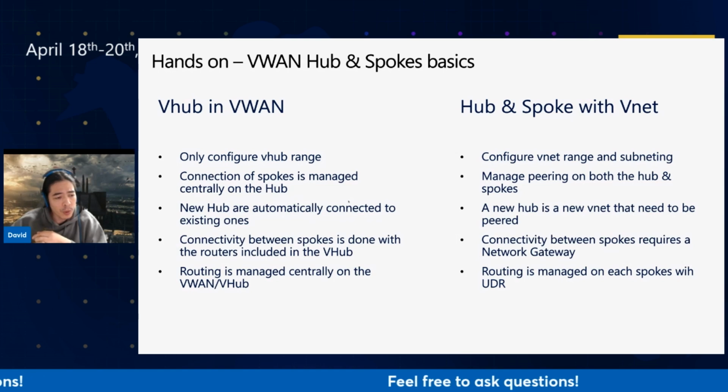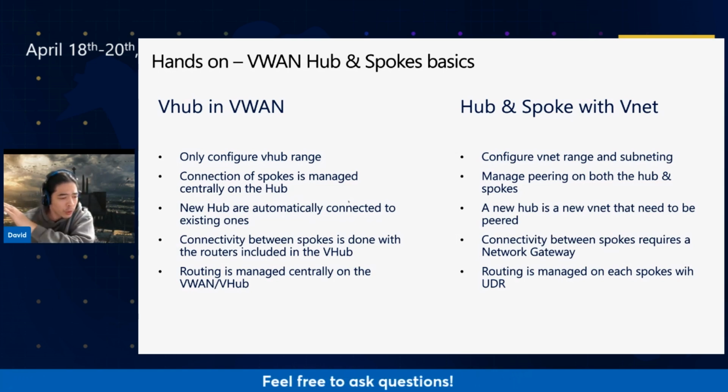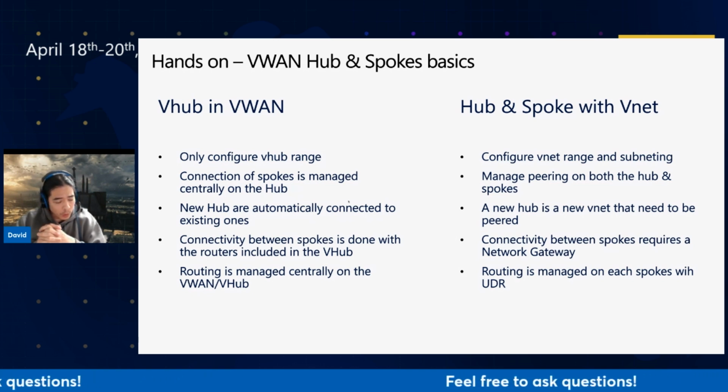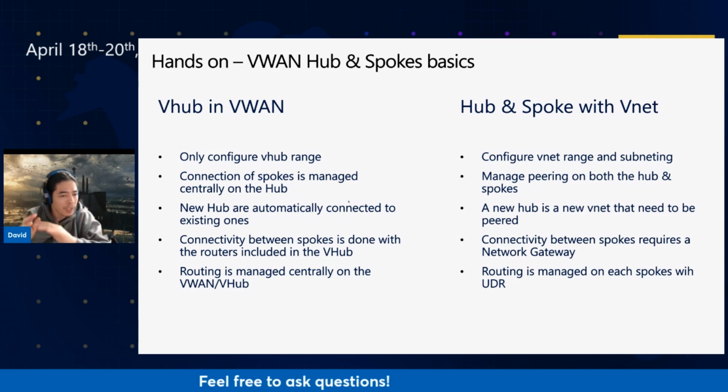Also, if I want to have another hub in another region, it will automatically be created and associated to the virtual WAN, and so I will find a route with the default route because it will propagate everything together.